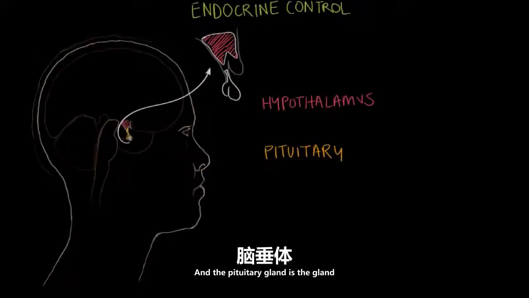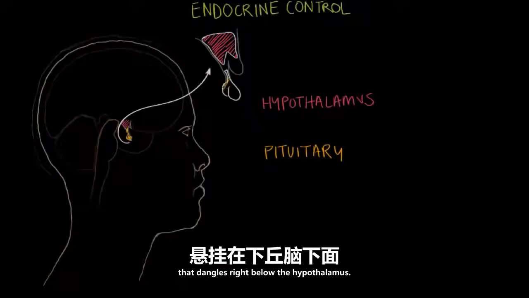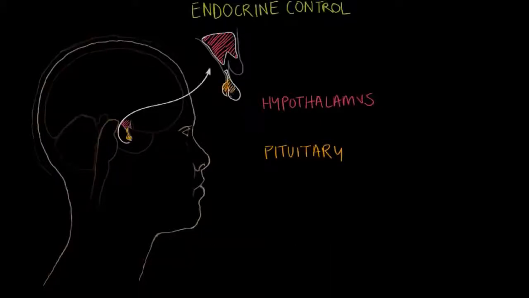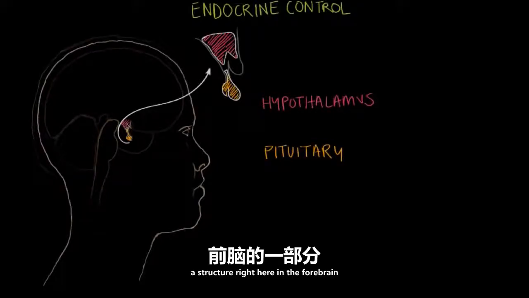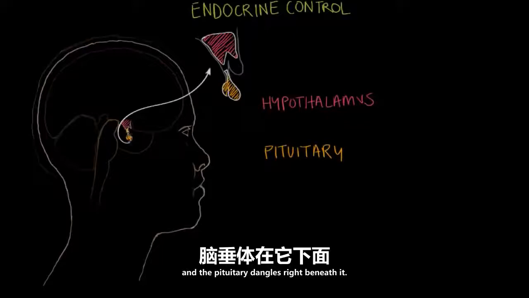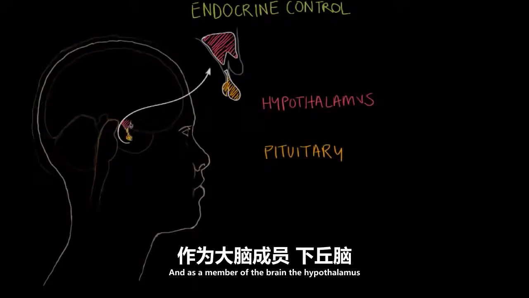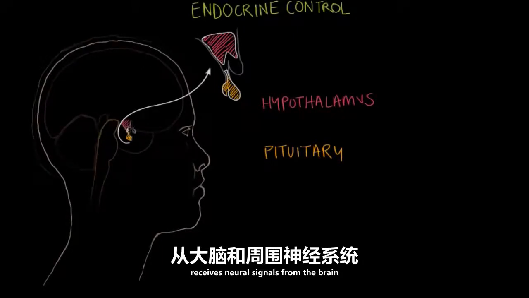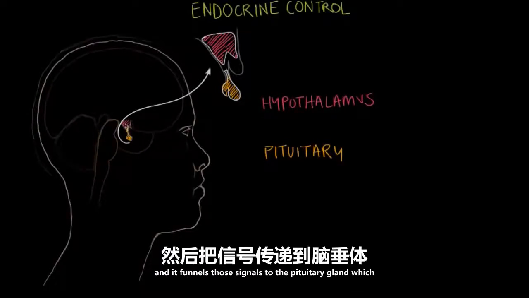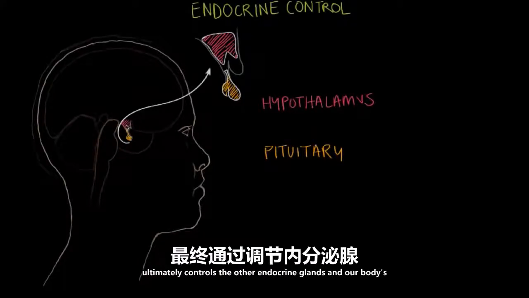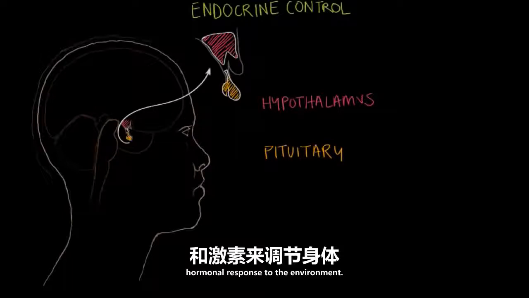And the pituitary gland is the gland that dangles right below the hypothalamus. And you can see that the hypothalamus is a structure right here in the forebrain, and the pituitary dangles right beneath it. And as a member of the brain, the hypothalamus receives neural signals from the brain and from the peripheral nervous system, and it funnels those signals to the pituitary gland, which ultimately controls the other endocrine glands and our body's hormonal response to the environment.